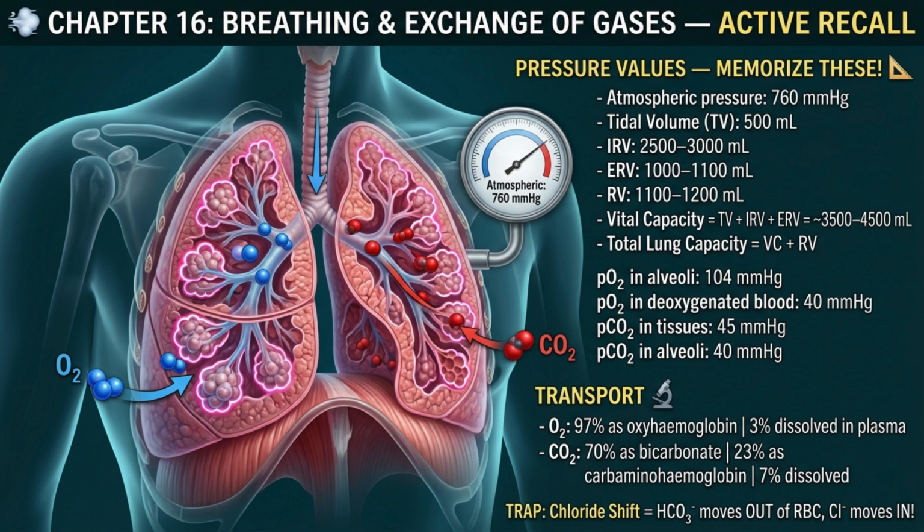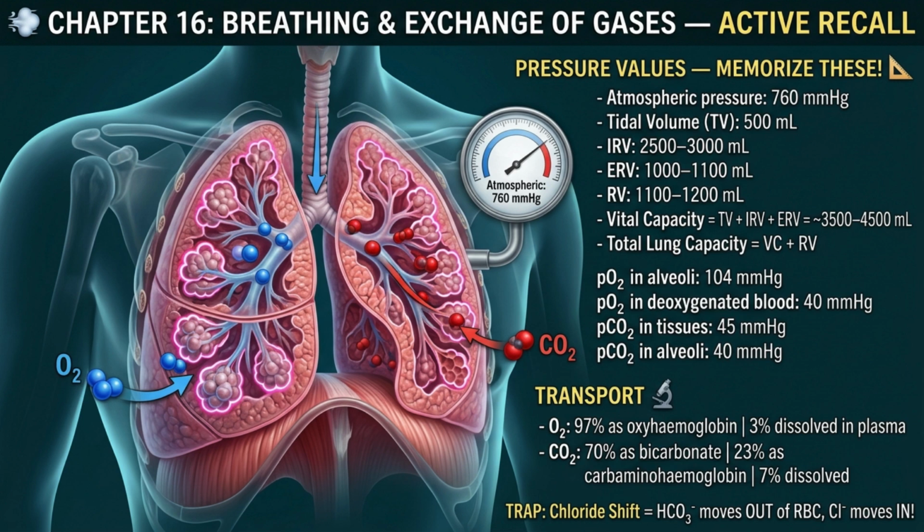This chapter is all about numbers and gradients, and NEET tests exact values almost every year. Let me rapid fire the critical ones. Tidal volume, the air you breathe in and out normally, is 500 milliliters. Inspiratory reserve volume is 2,500 to 3,000 milliliters. Expiratory reserve volume is about 1,000 milliliters. Residual volume, the air that can never be expelled, is 1,100 to 1,200 milliliters.